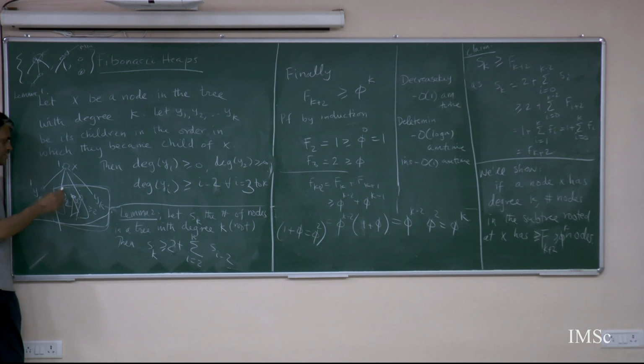So since these nodes are still there, they must have been there also at that time, because we are looking at them in that order. They are here and they were there. Maybe there were more things here. We don't know. They got cut. So its degree at that time became at least I minus 1. And so this guy's degree must have been at least I minus 1. But later on, it might have lost one child. So its degree would be at least I minus 2 now.